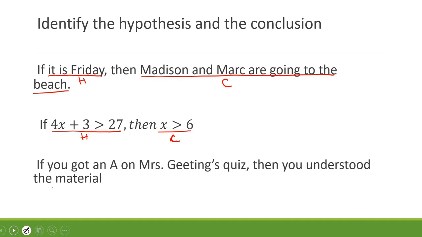So I assume that you paused and wrote. Don't just keep going on. So the hypothesis is you got an A on Mrs. Geating's quiz. The conclusion, you understood the material. So that's the hypothesis and the conclusion.